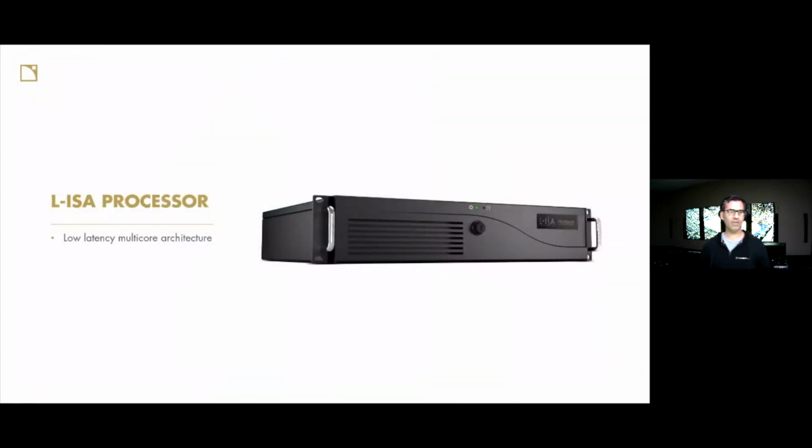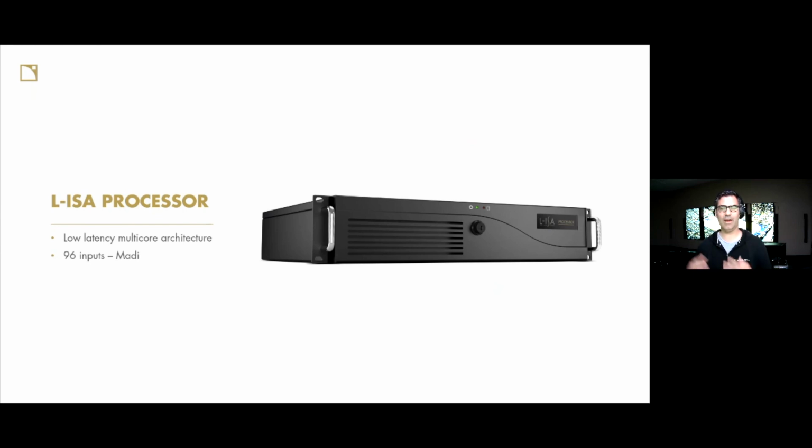So what is the L-ISA processor? The L-ISA processor is a low latency multi-core architecture designed specifically for rendering the L-ISA algorithms within this new way of thinking and this new way of mixing. It has 96 inputs, so we can take 96 channels from our desk and convert that to 96 objects in L-ISA.